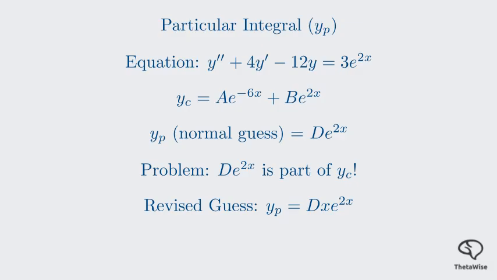We'll need to use the product rule to find these derivatives. The product rule says that the derivative of a product u times v is the derivative of u times v plus u times the derivative of v. Let's calculate the first derivative of our particular integral y sub p.